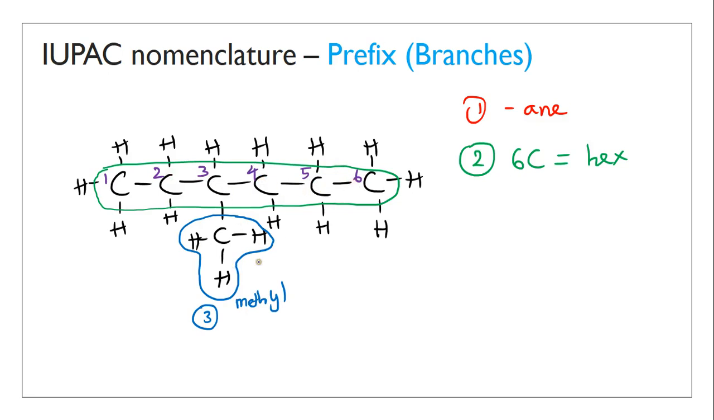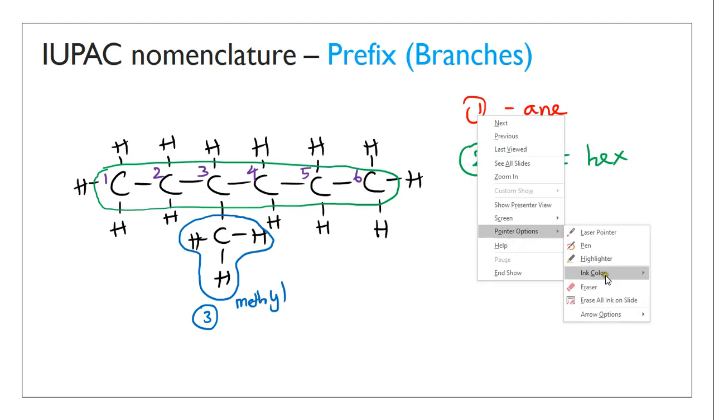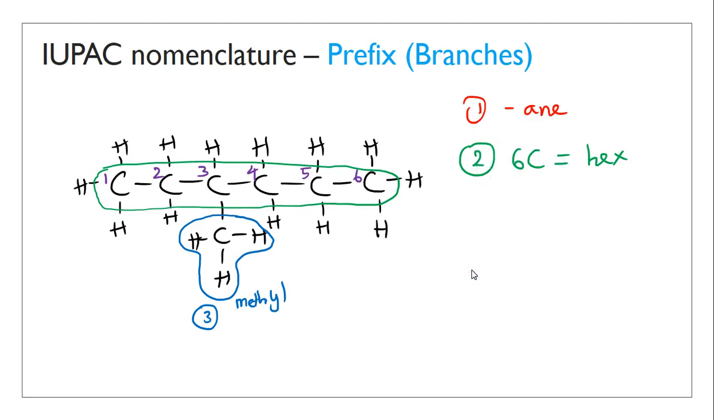Okay, so if I start from this end, then the branch is coming out of carbon 3. If I start from this end, it will come out of carbon 4. So I'm going to stick to this one. And then once you've done all that, you're going to name the compound using prefix, stem, suffix. So 3 is where the branch is. Methyl is the name of the branch. Put a dash between a number and a letter. And then you're going to tell me that is hex, which is the length of the stem. And so 3-methylhexane is going to be the name of this molecule.